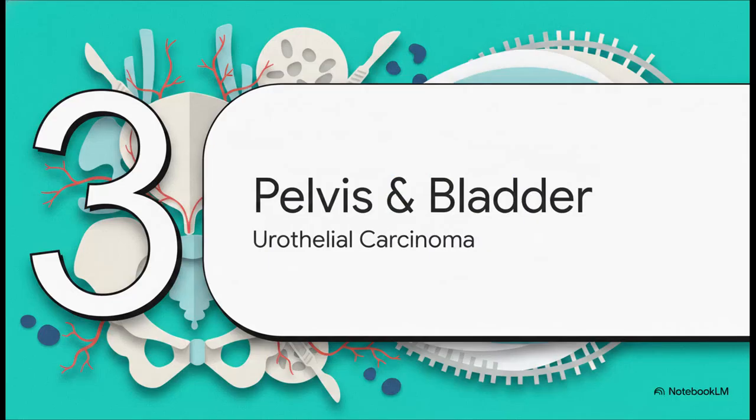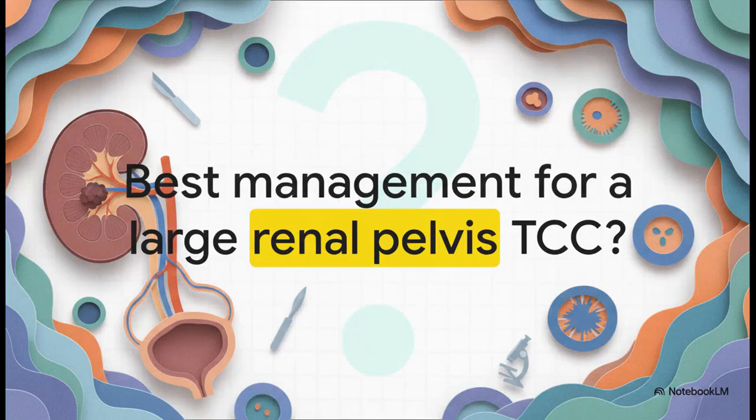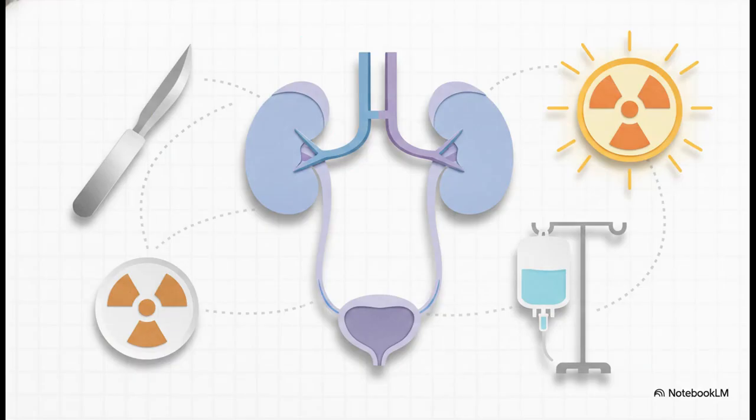Moving right along to Ward 3, pelvis and bladder oncology, looking at surgical pathways for urothelial carcinomas. Imagine a patient diagnosed with a large unilateral transitional cell carcinoma, or TCC, sitting right there in the renal pelvis. Remember, this cancer targets the continuous epithelial lining of the urinary tract. So, what is the absolutely safest, most definitive management option here? Systemic chemo? Local radiotherapy? A radical nephroureterectomy with a bladder cuff? A simple total nephrectomy? Or maybe just active surveillance?